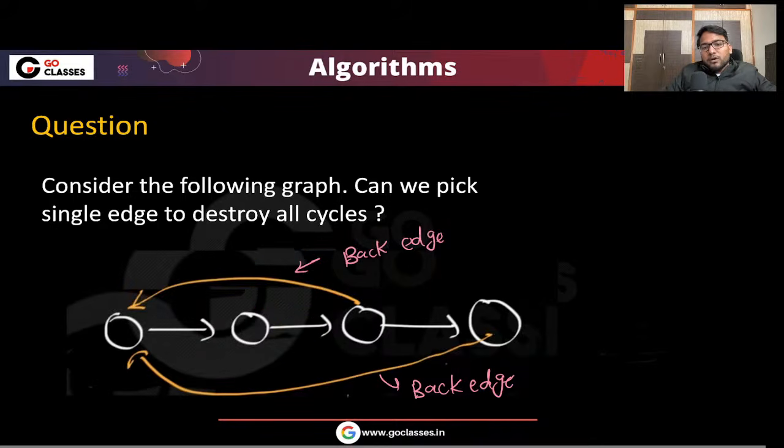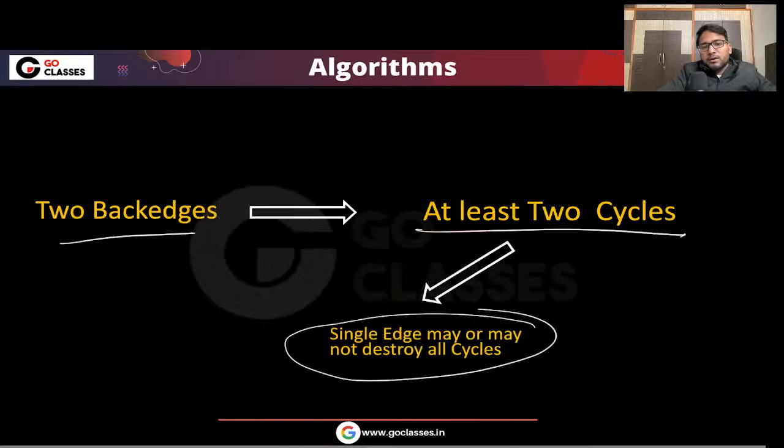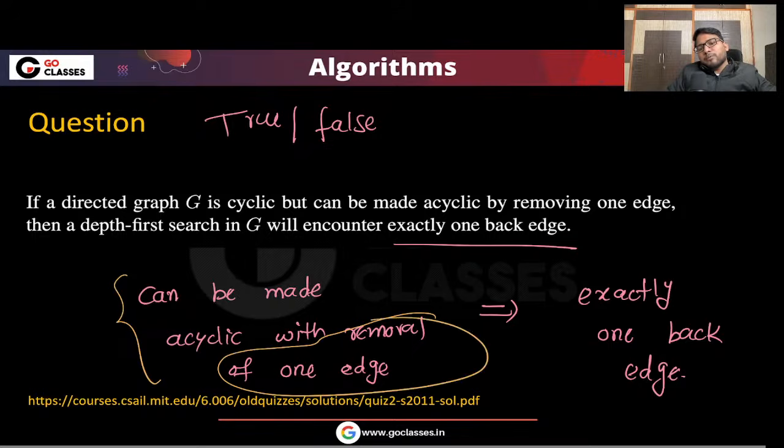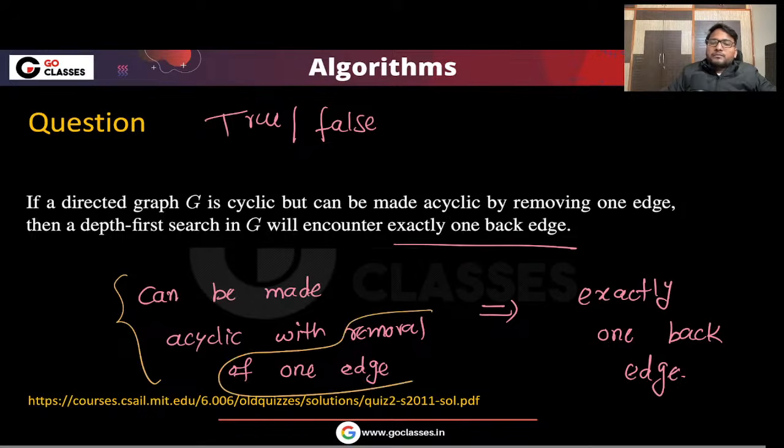Interestingly, here I'm not removing the back edge. Some other edge I'm removing. If I'm removing one back edge, let's suppose there are two back edges and I'm removing one of them, then it doesn't make it acyclic, right? Then it doesn't make it acyclic. Is this okay to everyone?